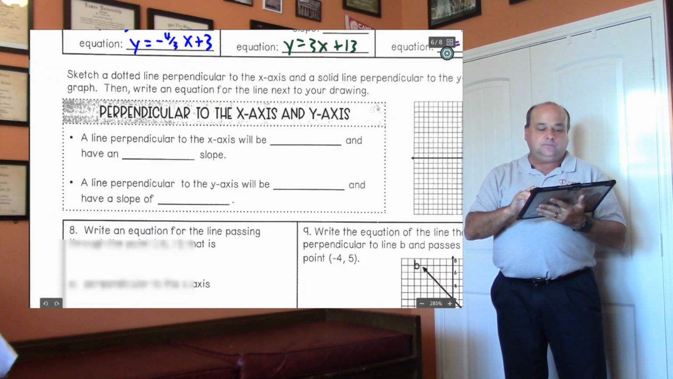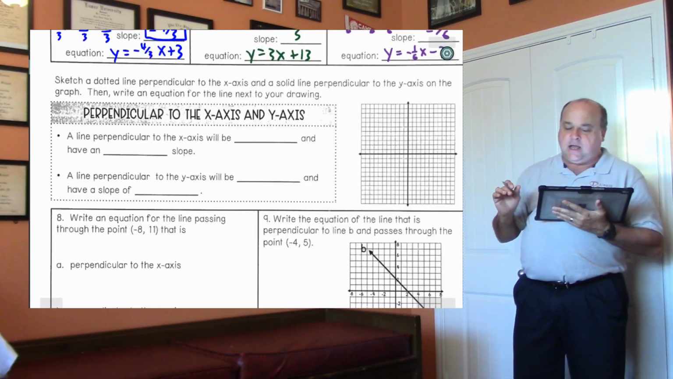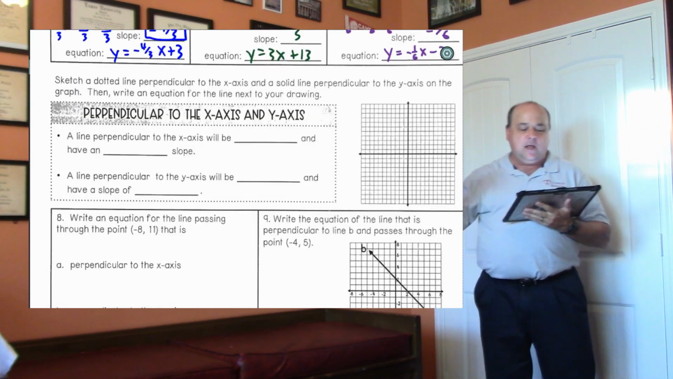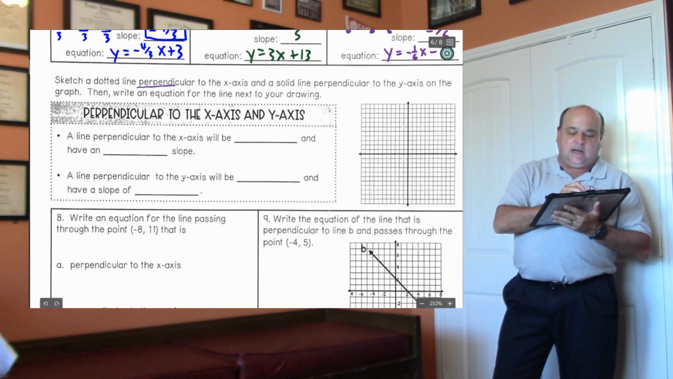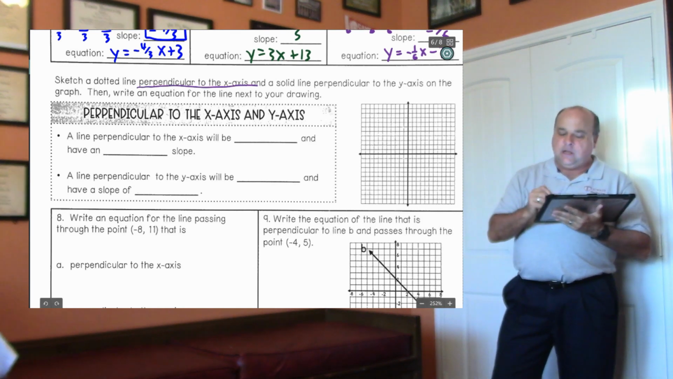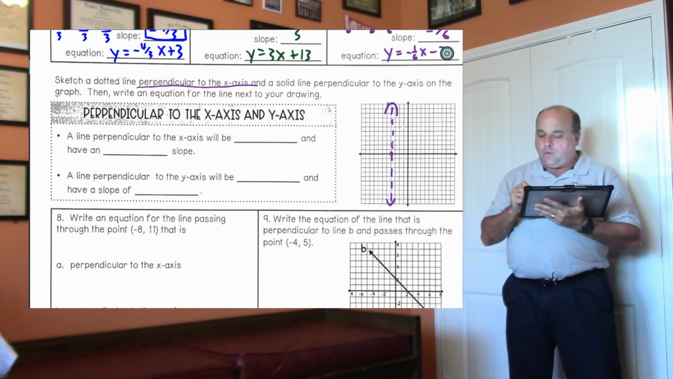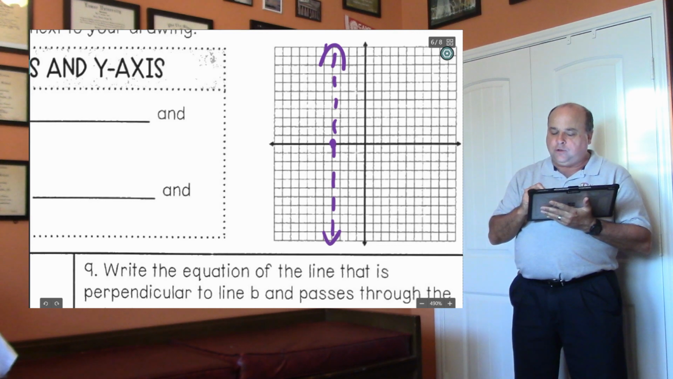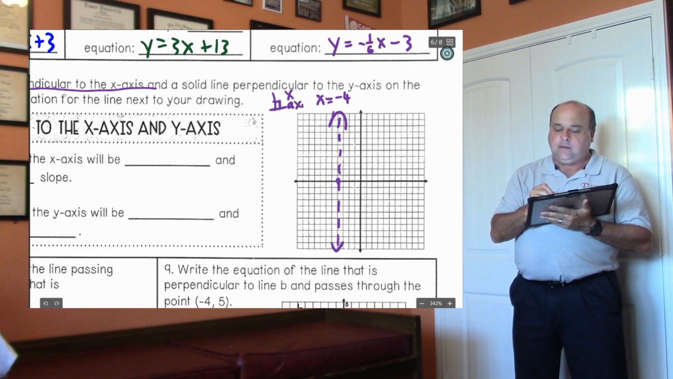Let's keep going. Sketch a dotted line perpendicular to the x-axis and a solid line perpendicular to the y-axis on the graph. Then write an equation for the line next to it. Okay, so sketch a dotted line perpendicular to the x-axis. So I'm going to put it right here, and I'm just going to do a dotted line through here. And these two lines are perpendicular, aren't they? This equation would be, and I'm going to zoom in, 1, 2, 3, 4. This line would be x equals negative 4, and it's perpendicular to the x-axis, isn't it?